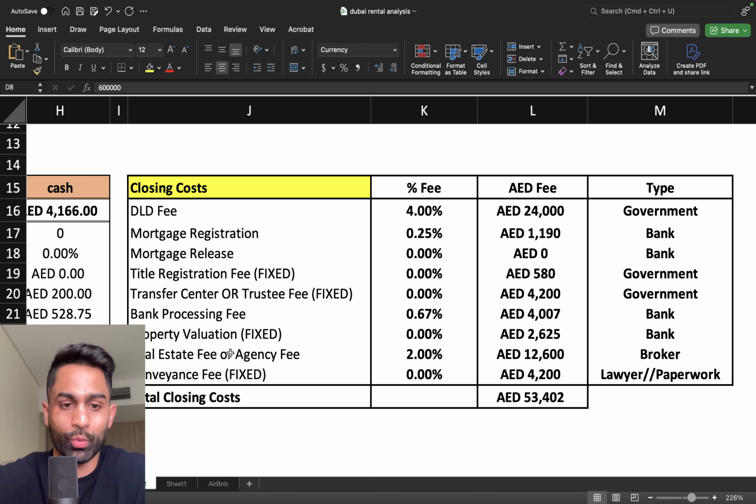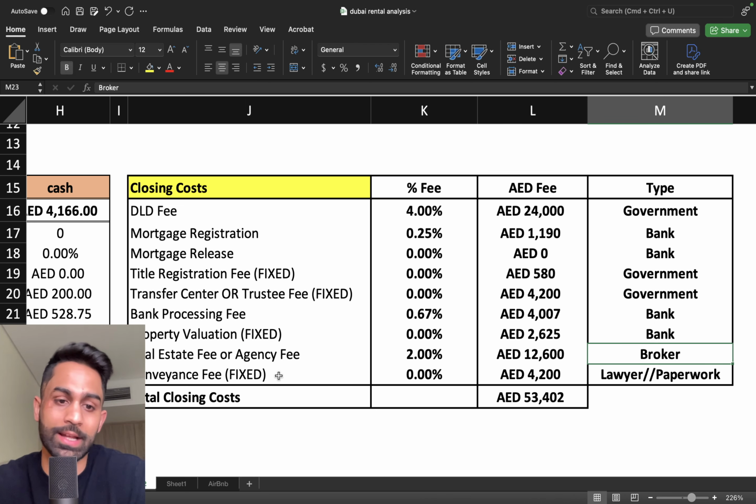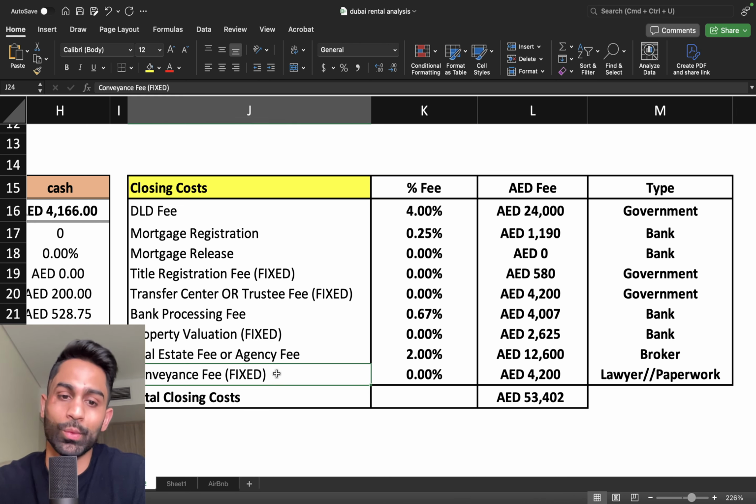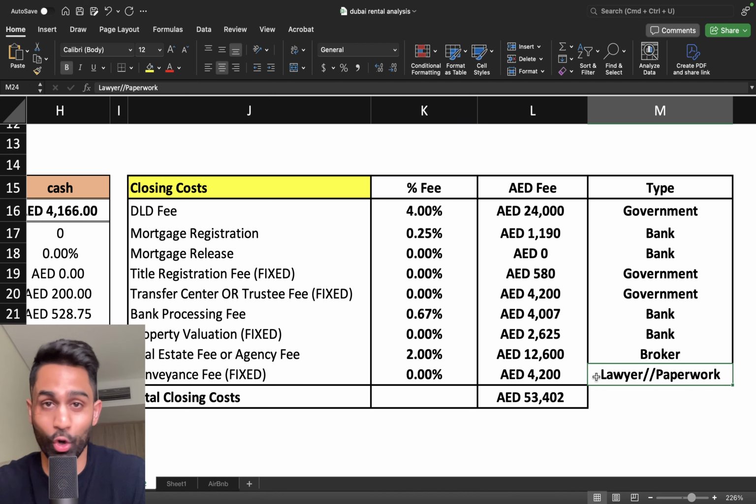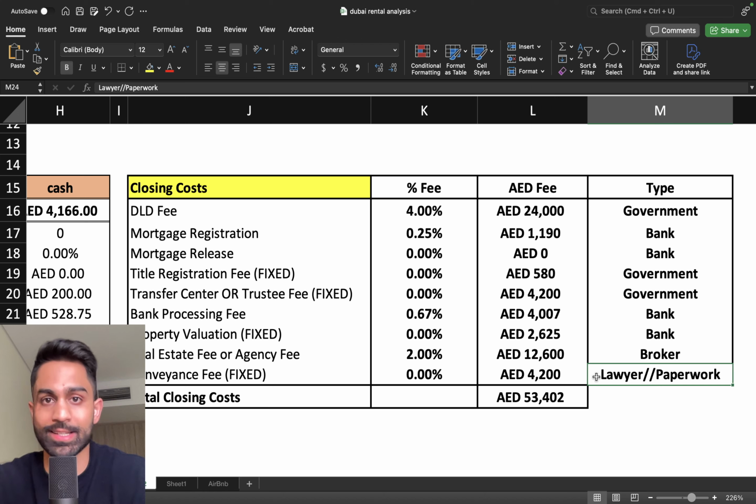Real estate fee or agency fee is pretty standard, 2% that you pay to the broker. That's a broker fee. And then there's also a conveyance fee, which is essentially taking over all the lawyer and the paperwork. There's a third party that actually works with you to oversee the entire transaction and make sure all the documents are in order. If there are any specific clauses that need to be added or removed, you can do that. You can work with them, and they are going to help you with that as well.